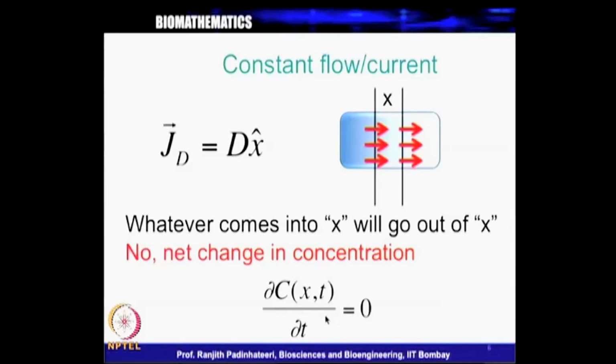So what we have is constant flow, or a constant current. If we have a constant flow or a constant current, what we will have is a constant concentration at a particular place. If you look at any place in the container where there is a flow, the concentration there will remain a constant. This is simple common sense: if the same amount of things comes in and the same amount goes out, the concentration in that area will remain a constant.